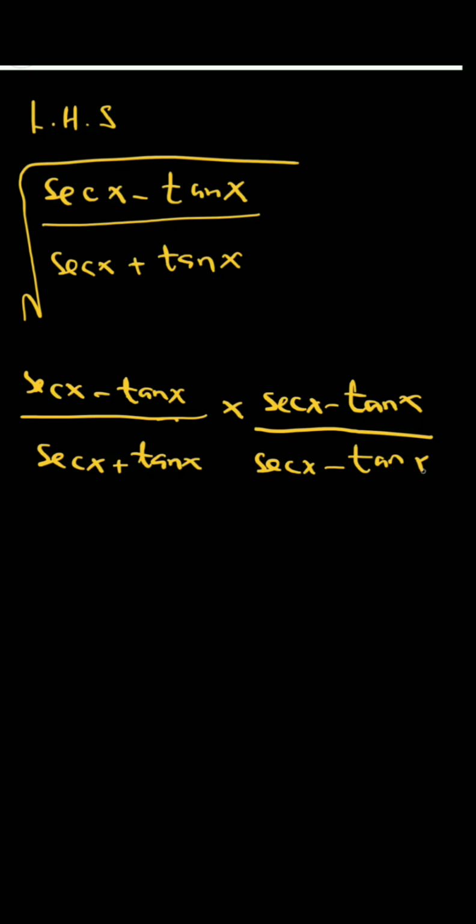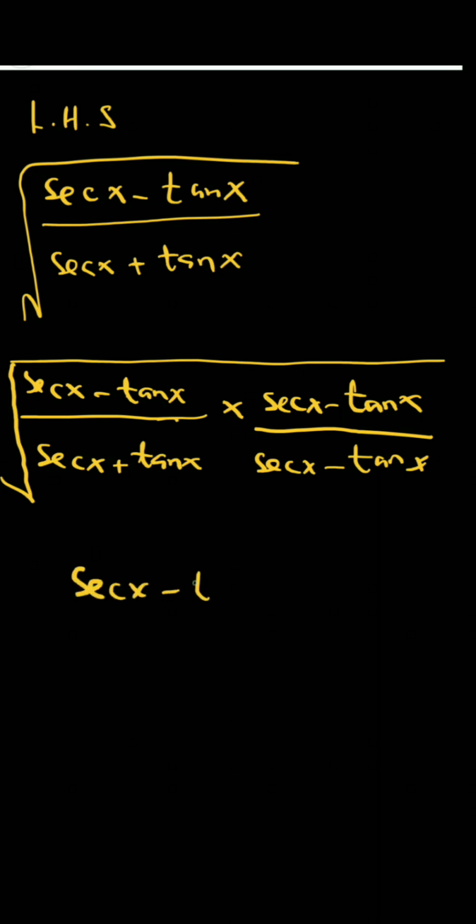Then we do the same moving down, not forgetting that everything here is under the square root. So I'm going to write my square root like this. Alright, now let's continue. If you look at the numerator, sec x minus tan x multiplied with sec x minus tan x, everything is the same, including the signs. Hence, this would be sec x minus tan x, everything squared, over.